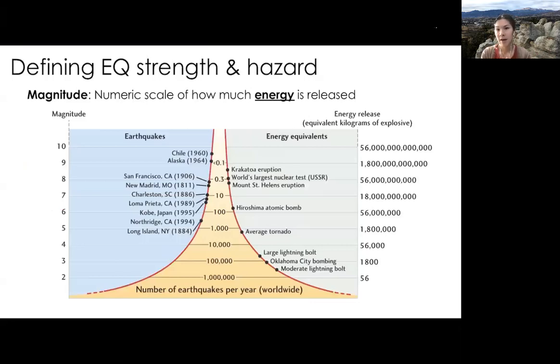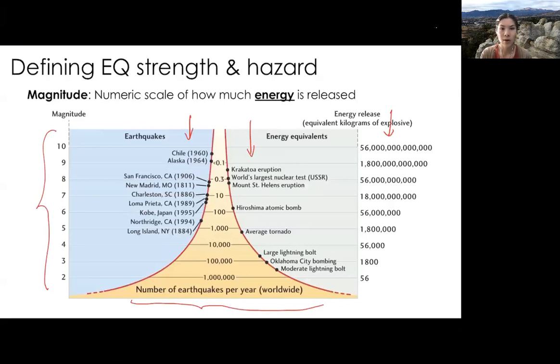Just to give an idea of how much energy is released, here we'll look at the number of earthquakes, the magnitude of the earthquake, some examples of earthquakes, and then the energy equivalent in terms of events, and then in terms of kilograms of explosive.